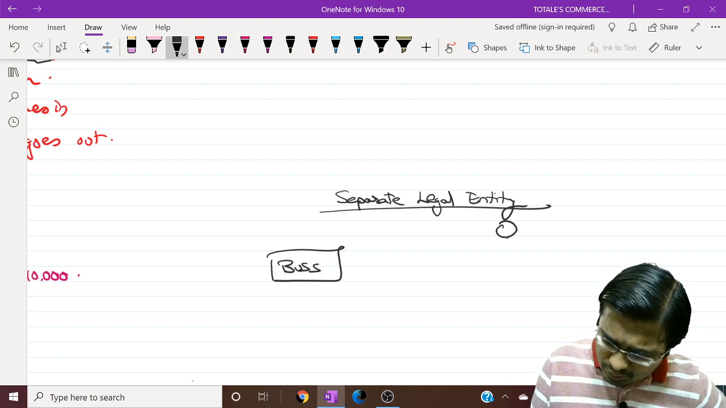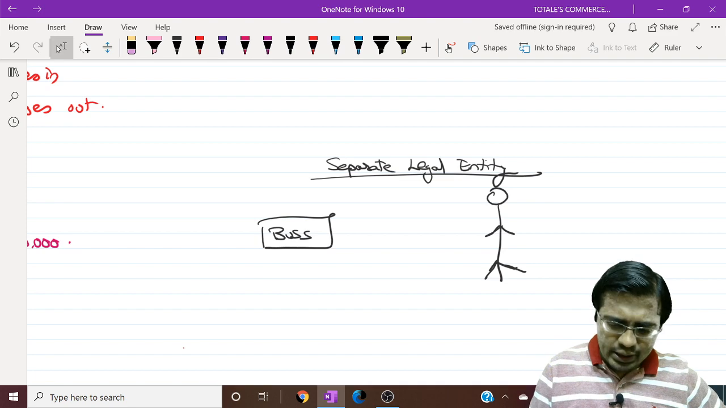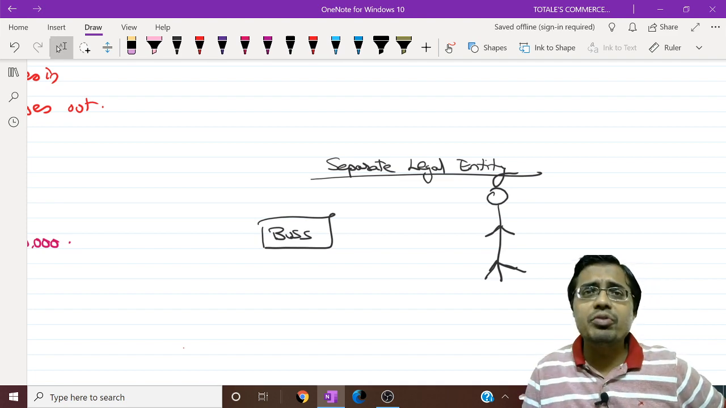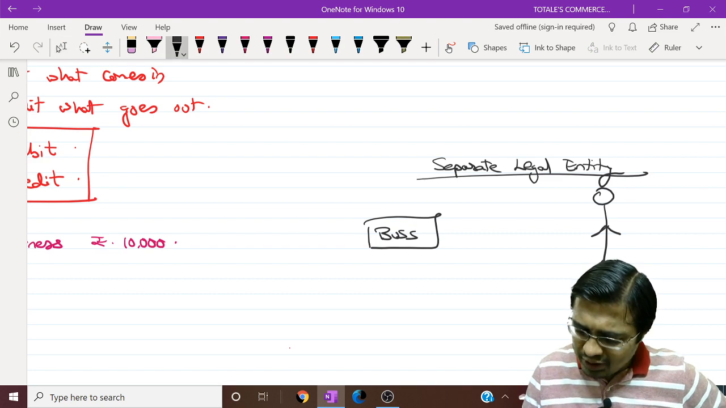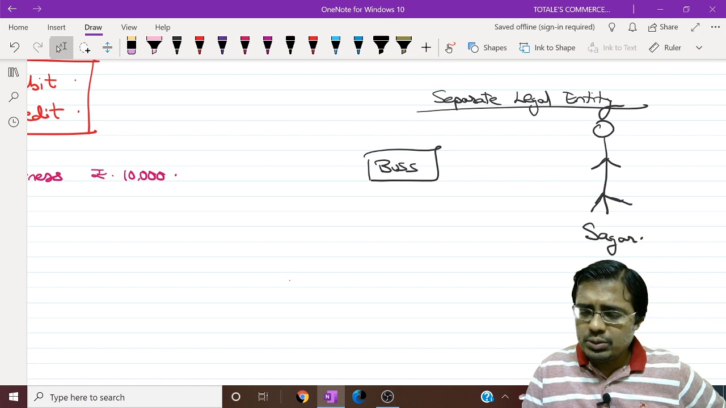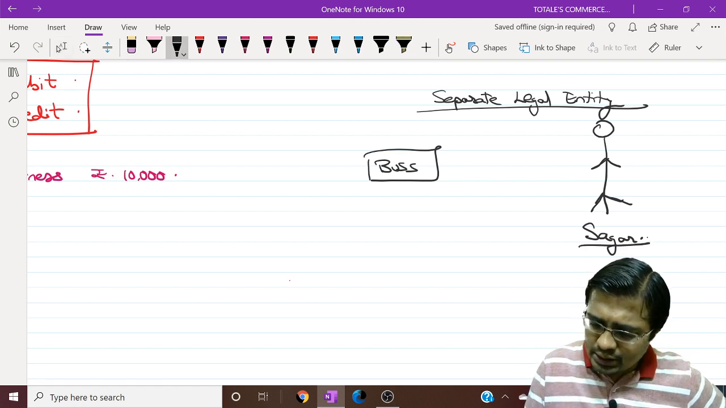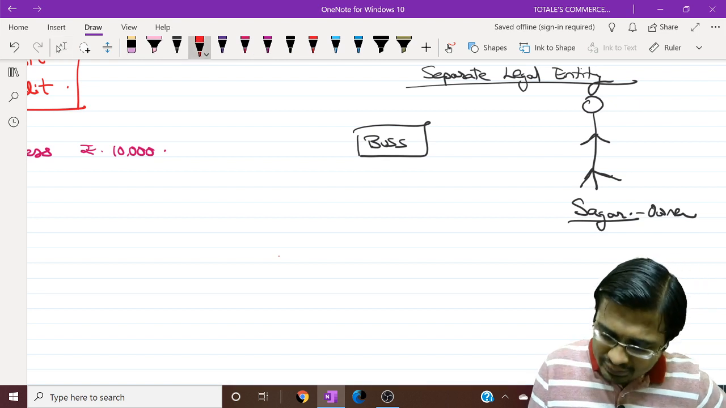Now what is that concept? The concept is very simple. It says that the business and the owner are two different things, two different entities, two different people. Now who is the owner over here? Sagar. Sir, how do you know? No one invests in business. Only the owner invests in business. Okay. So this is Mr. Sagar. He is investing in the business. He is our owner. He owns the business.